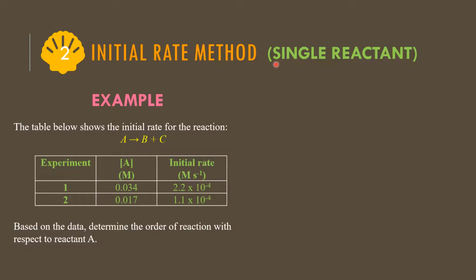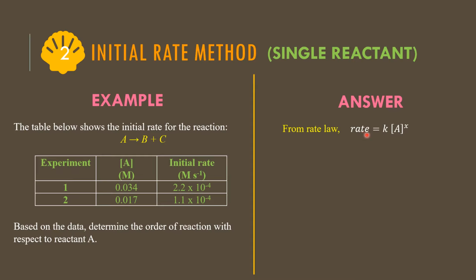Tetapi ianya boleh juga keluar soalan dalam bentuk multiple reactants. Maksudnya reactant dia lebih daripada satu. Tapi untuk example yang pertama, kita akan bincang yang single reactant dulu. To answer this question, first of all, we must write the rate law. Rate law for this reaction is rate is equal to K times concentration of A to the power of X. X ni adalah order of reaction yang kita nak cari. So kita tak tahu lagi nilai dia berapa, so kita letaklah unknown X.